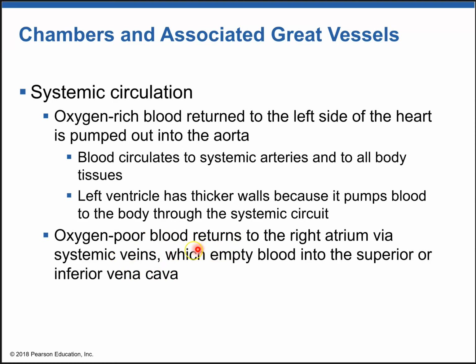Now, the oxygen-poor blood returns via the superior and inferior vena cava into the right atrium. So systemic circulation is basically pumping oxygen-rich blood from the heart to different body systems, and the return of oxygen-poor blood into the heart through the inferior and superior vena cava into the right atrium.